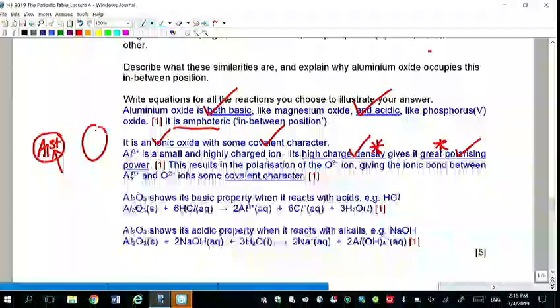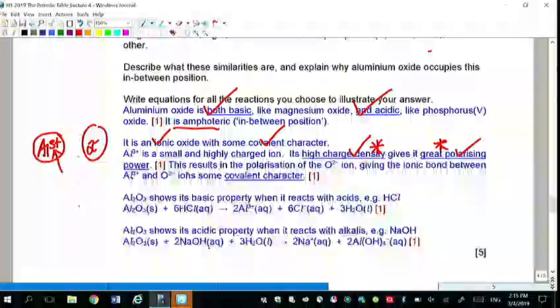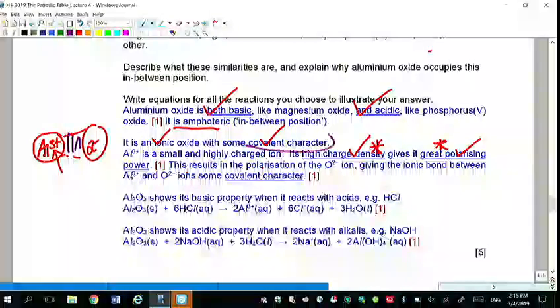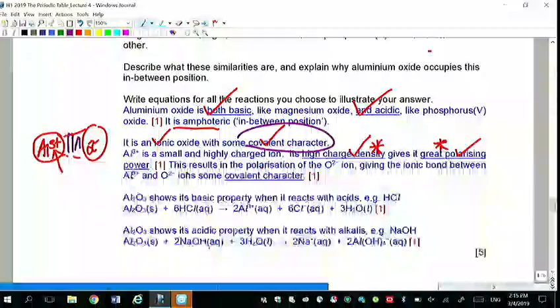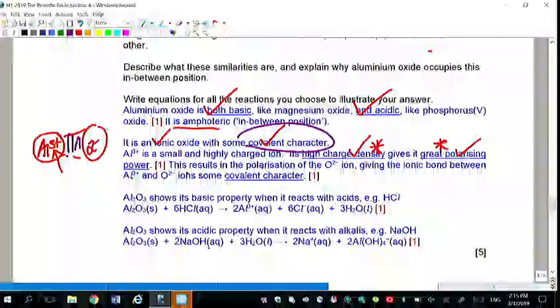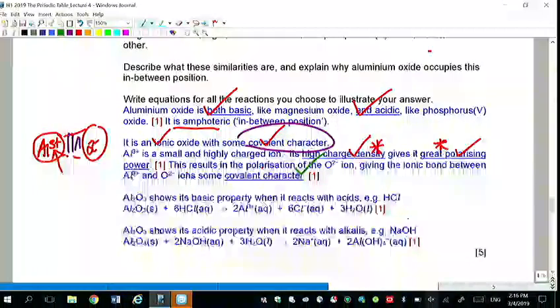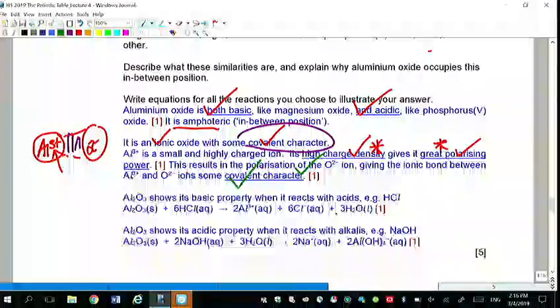With O2-, it is able to polarize the O2-, so there is some degree of sharing, and this some degree of sharing accounts for the covalent character. So how you should phrase it is that first, you tell me that Al3+ is small and highly charged, high charge density, great polarizing power, 1 mark. Second point, mention to me that the polarizing of the O2- gives the ionic bond some covalent character. That is the second point.